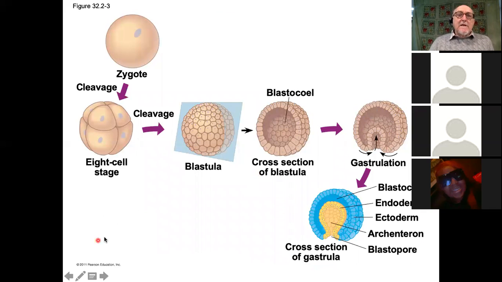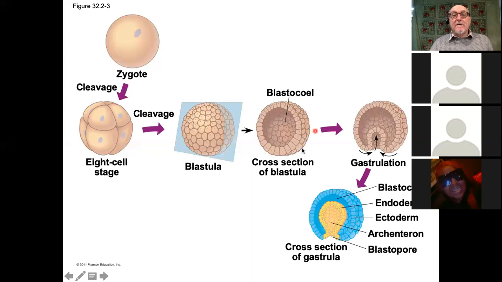So here's the process of fertilization and then gastrulation. And this here would be for something like sea urchin. And here's a zygote. The egg has been fertilized by a sperm and it is diploid. It undergoes mitosis very rapidly in order to form this little ball of cells here. And those carry on dividing to form this blastula.